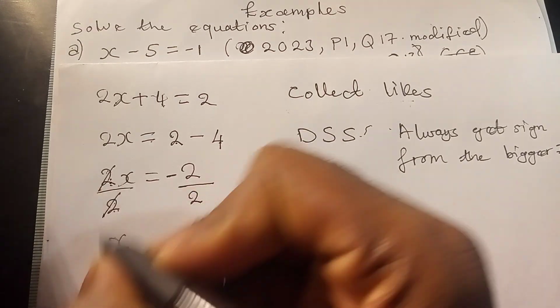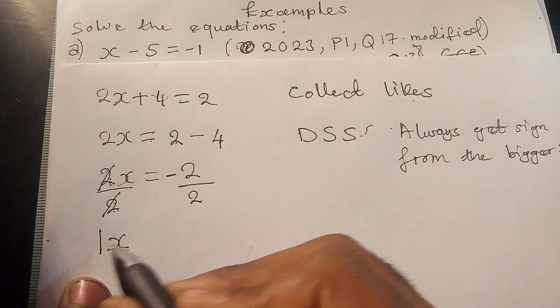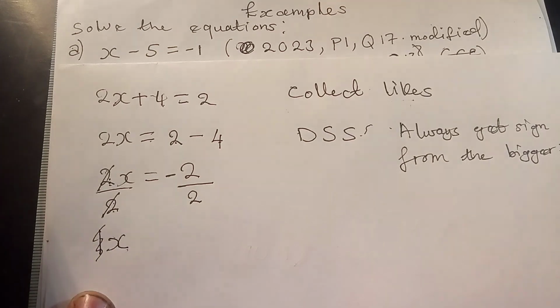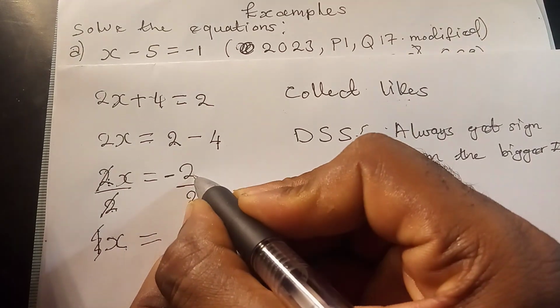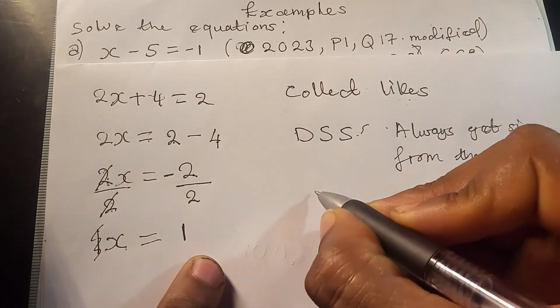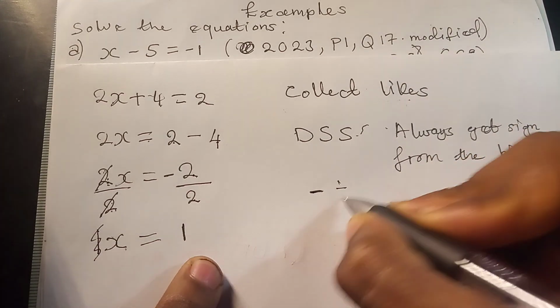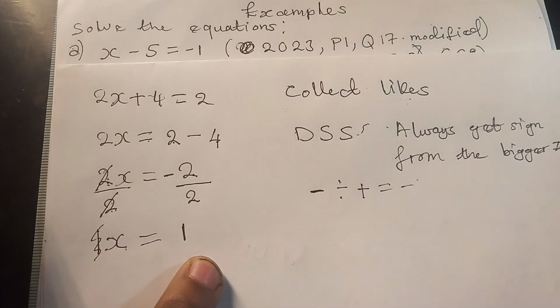Remember 2 into 2 is 1, but we don't normally write 1x, so we can just leave it as an x. And then this side, 2 into negative 2, this is a 1, but remember that negative divided by positive is negative.